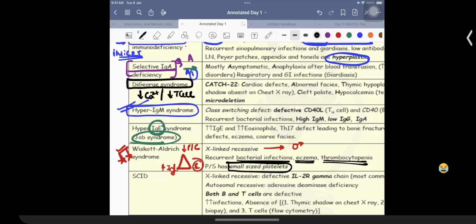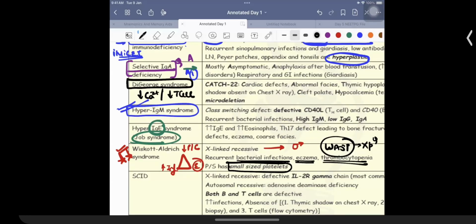What's the problem in the patients? The problem is in a protein. This protein is given the name of WASP protein. Where is the WASP protein present? It is because of the WASP gene. And where is the WASP gene present? It is present on the short arm of chromosome X. Short arm of chromosome X. That's what you need to know.